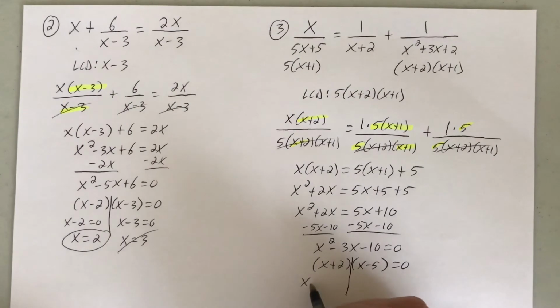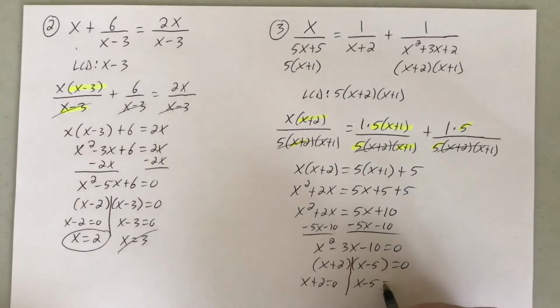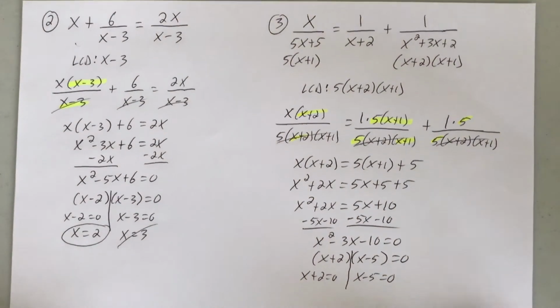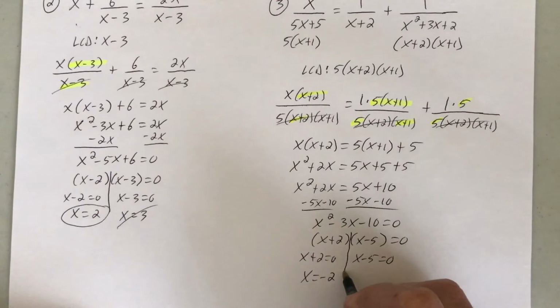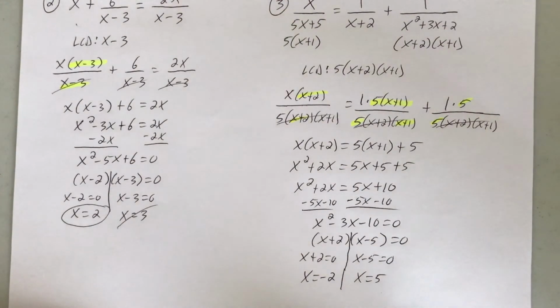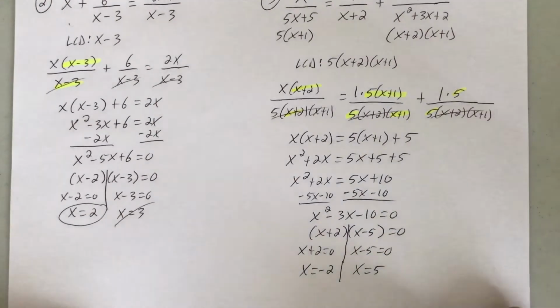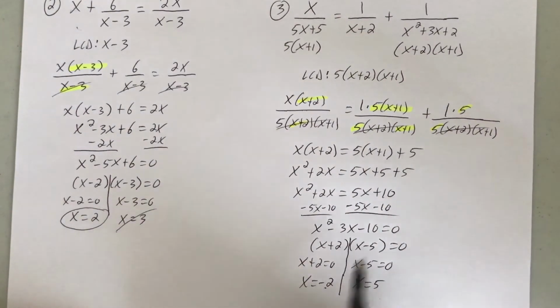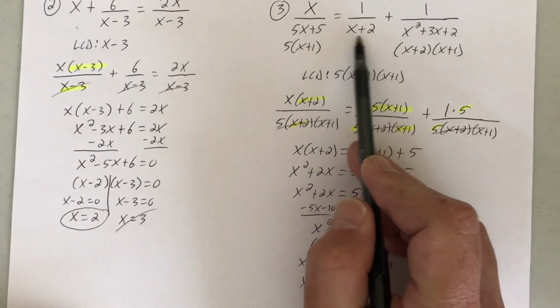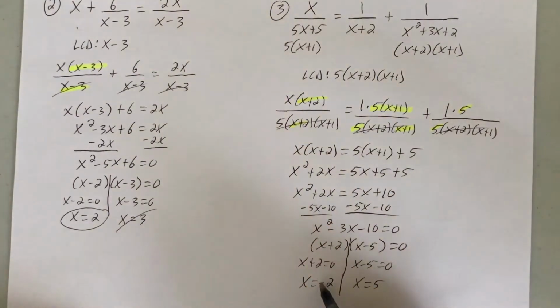So I get x plus 2 is equal to 0. X minus 5 is equal to 0. And when I solve those, I get x equals -2 here, and x equals 5 here. So then if I look to check those and plug them in, I can see right away if I plug in the -2 here, that's going to give me a 0 in the denominator, which we can't have.